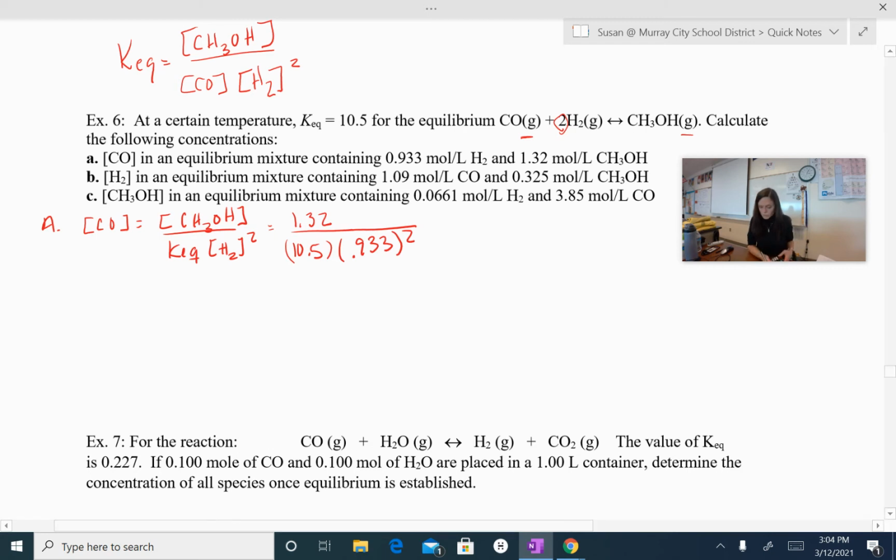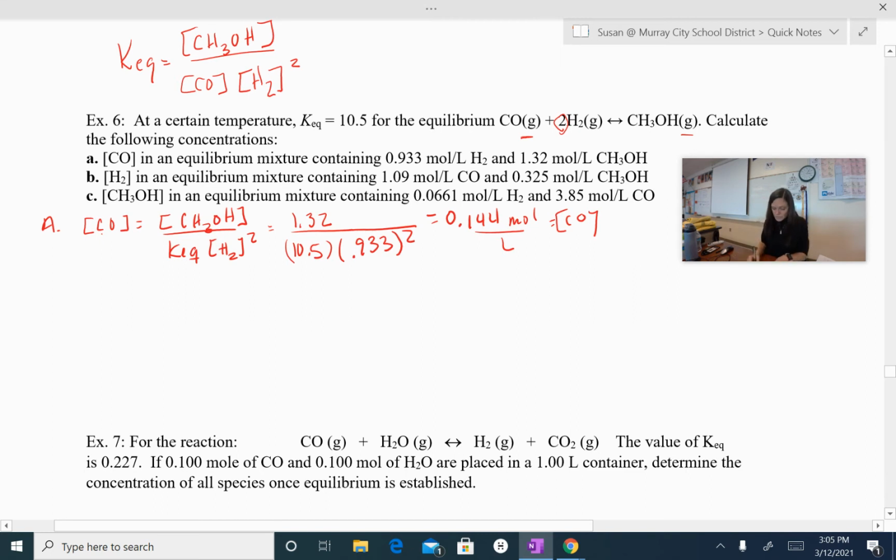All right, so we're going to do the math here. So 1.32 divided by 10.5, also divided by 0.933 squared. Okay, so how many sig figs do I have? It looks like I have 3. So for 3 sig figs, this would give me 0.144. And I'm looking for a concentration, so this would be moles per liter. Okay, how'd you do on that one?